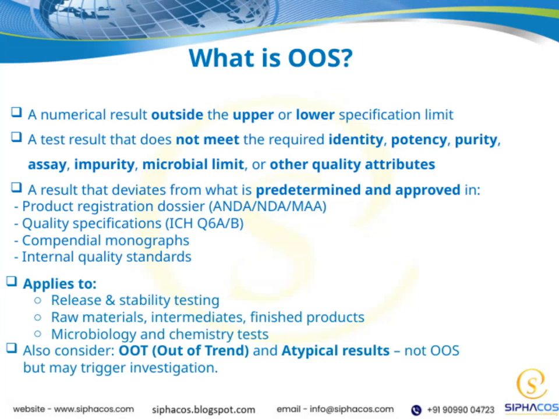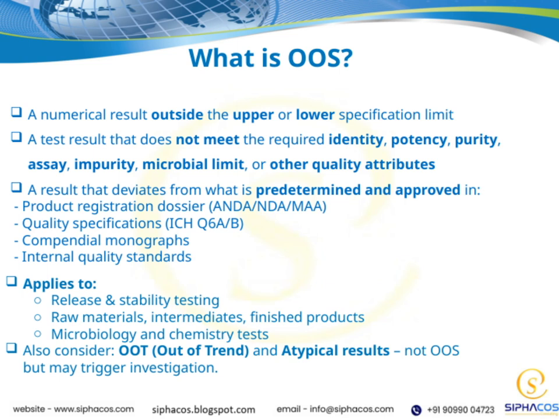This slide outlines the scope of our OOS considerations, which include release and stability testing across various stages. We look at raw materials, intermediates, and finished products to ensure quality at every step. Both microbiology and chemistry tests are involved here because each provides critical insights into product safety and efficacy. We also need to consider results that are out of trend, or OOT, which are not necessarily out of specification, but they can still trigger an investigation. This is important because even trends that deviate slightly might signal underlying issues that need addressing before product release.